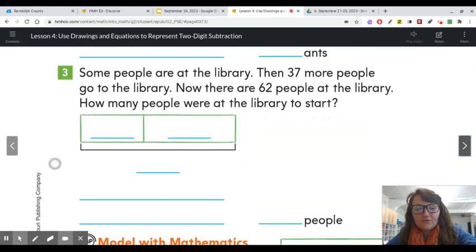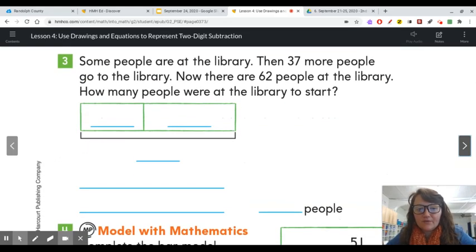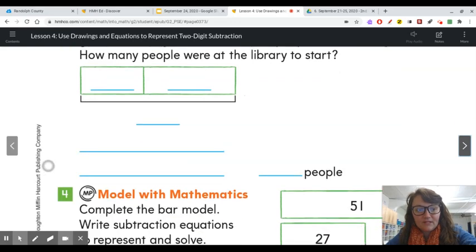Okay. Number 3, some people are at the library. Then 37 more people go to the library. Now there are 62 people at the library. How many people were at the library to start? Remember, use your strategies. You can decompose, you can use a number line, you can even use counters. But since these are such large numbers, I wouldn't recommend using counters because we probably wouldn't have enough. Okay? All right, next one.